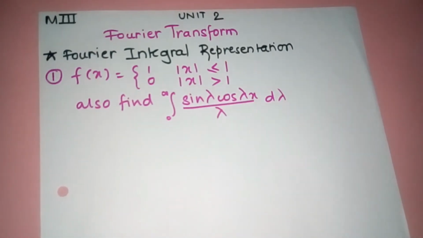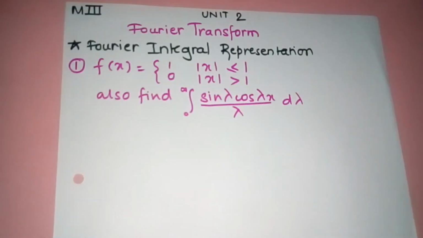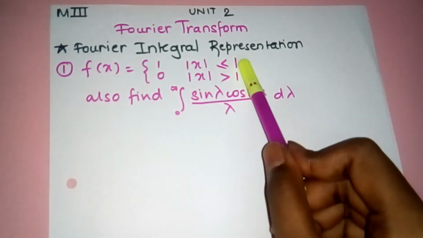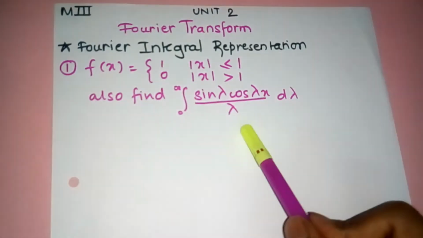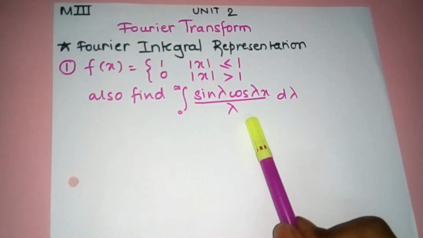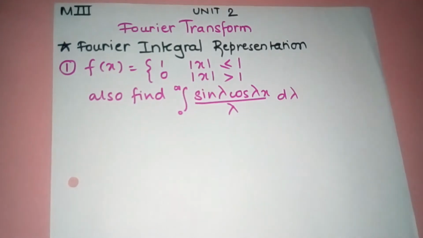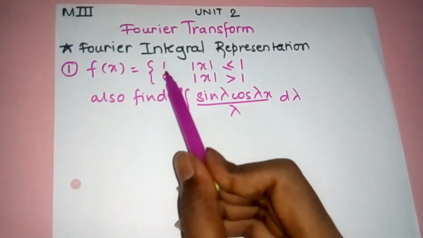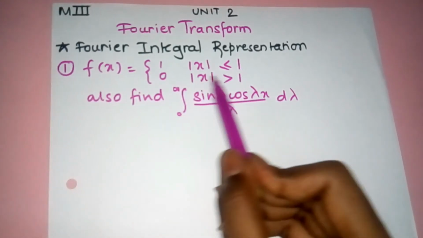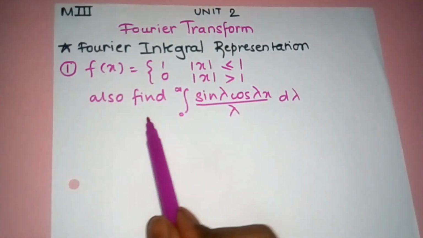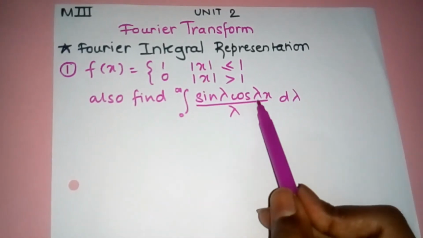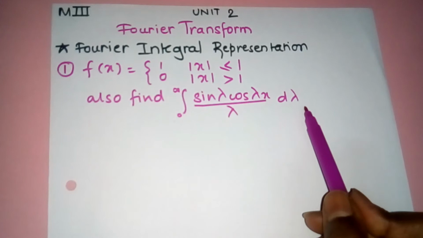In this video, I am taking Fourier transform of unit 2. So over here I have taken Fourier integral representation. So this is one example. So I will tell you all how to solve this example. So let's start. In this sum, our question is f of x is 1 and 0, they have given the limits over here. Then they have told also find integration of 0 to infinity sine lambda cos lambda x upon lambda d lambda.